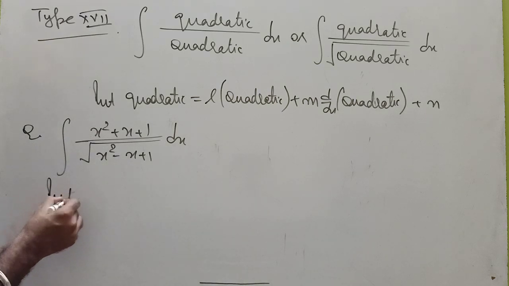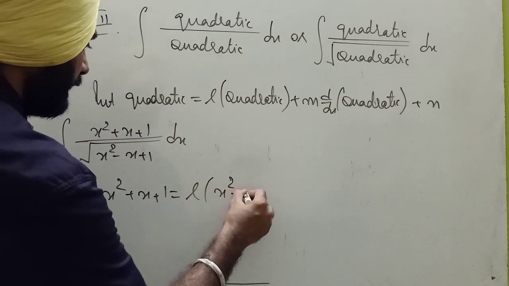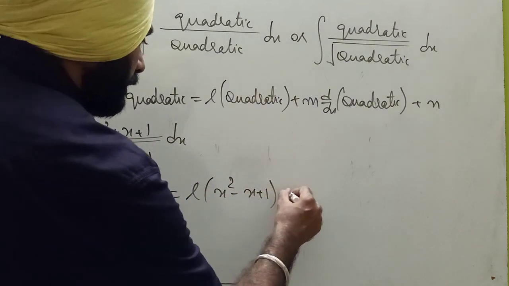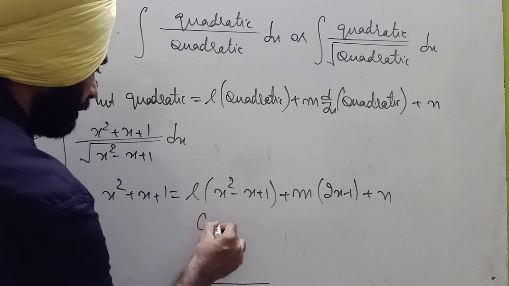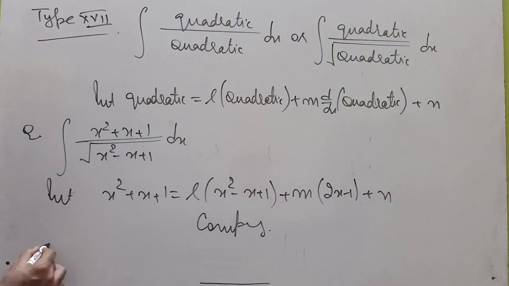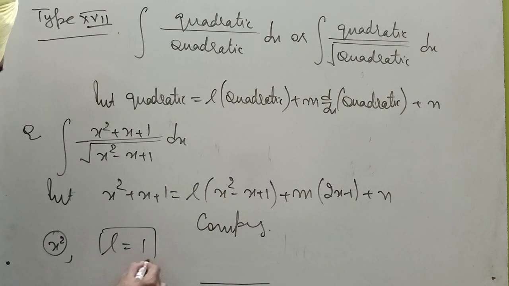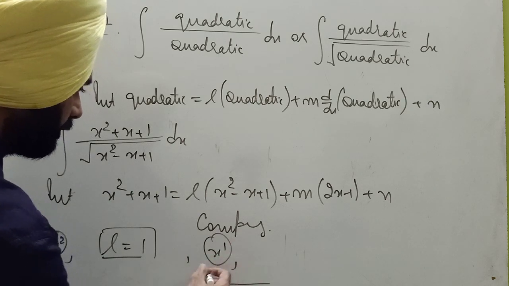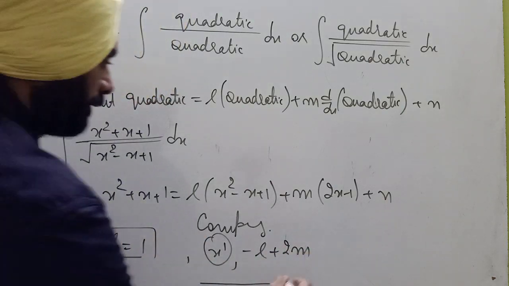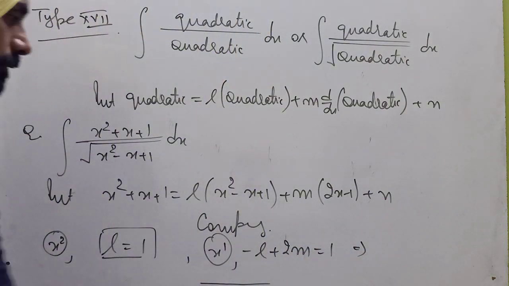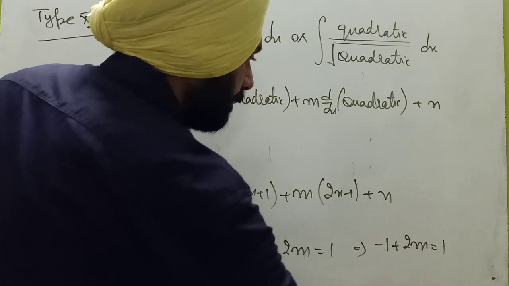So first of all, put numerator x square plus x plus 1 equal to L times denominator x square minus x plus 1 plus m times its derivative, that is 2x minus 1, plus n. Now comparing like powers. First, x raised to power 2. Coefficient of x squared is L, and left hand side is 1. So L is 1. Coefficient of x raised to power 1 is minus L plus 2m, left hand side is 1. So put the value of L: minus 1 plus 2m is equal to 1. So this is 2m equals 2, and m is also 1.